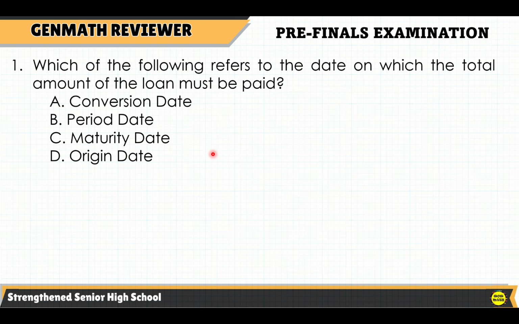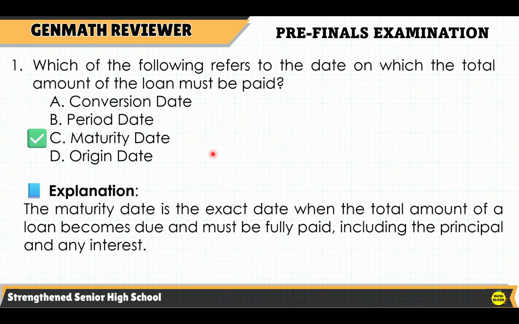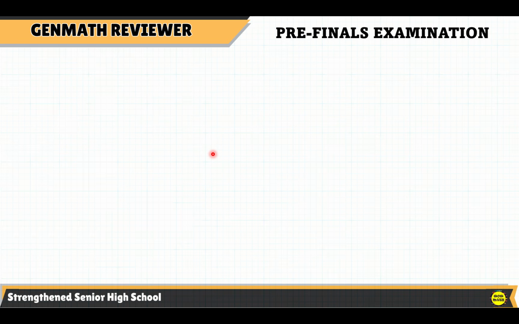So, what is the answer? The correct answer is letter C. So, why letter C? The maturity date is the exact date when the total amount of a loan becomes due and must be fully paid, including the principal and any interest.